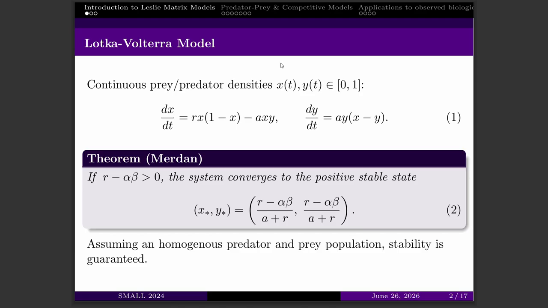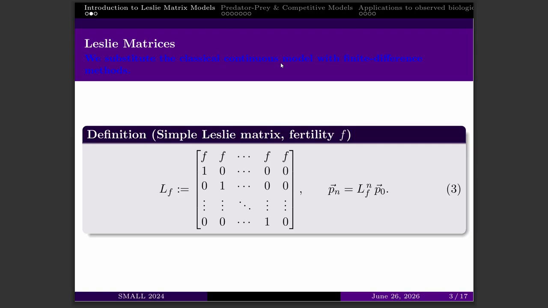And once this system of equations is established, it is not hard to show through ODE methods that if r minus alpha beta is greater than zero, then the system converges to a positive stable state. Okay, so this is a nice result. However, we must assume that the predator and prey populations are homogeneous. This is not necessarily realistic because we expect that the fertility rates and the predation rate decrease as the population ages. So, in order to account for more realistic cases, we introduce age group structure.